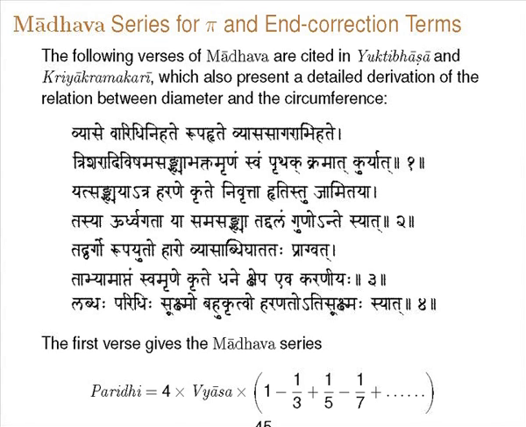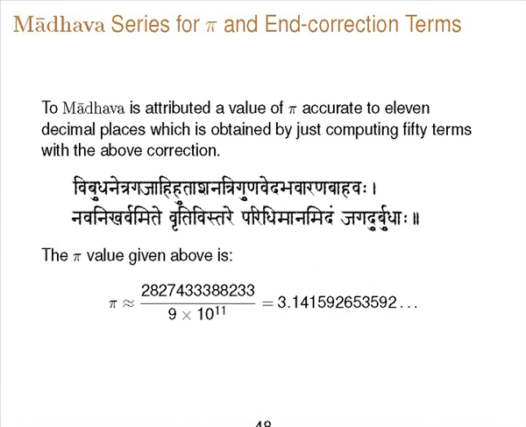Incidentally, that series due to Madhava is also known as the Leibniz series. It was rediscovered by Leibniz in 1674. So using his correction, Madhava was able to give the value of pi correctly to 11 decimal places just by using 50 terms in his series with the end correction term.